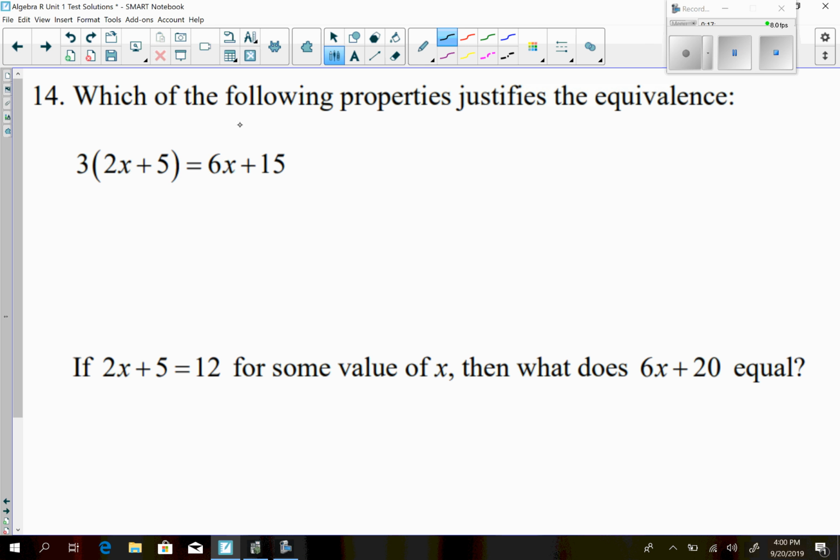Well, the question is, why are these equivalent? Which property justifies the equivalence? What tells us that we can change this into this? 3 times 2x is 6x, and 3 times positive 5 is positive 15. We just distribute the 3 to turn this side into this side. It's the distributive property.